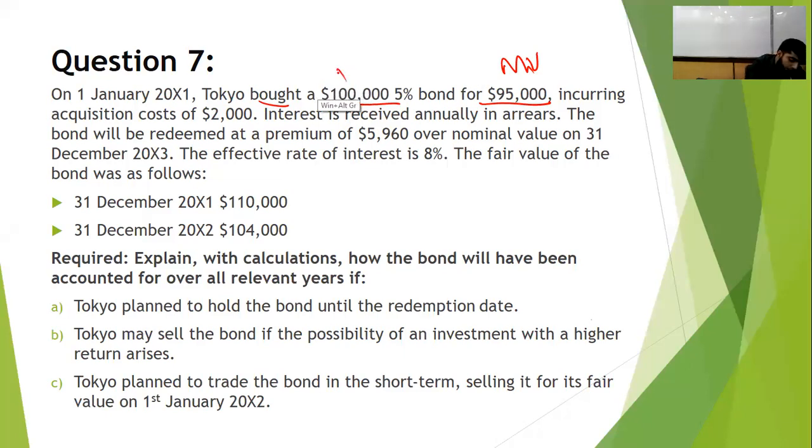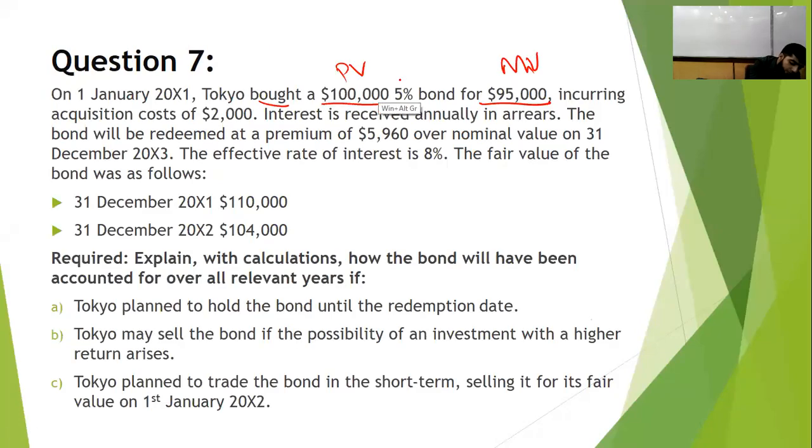Yes, that is the par value. It means the par value of the debenture was $1 lakh, but we bought it for $95,000. Again, the debentures were bought at a discount. And what is this 5%?